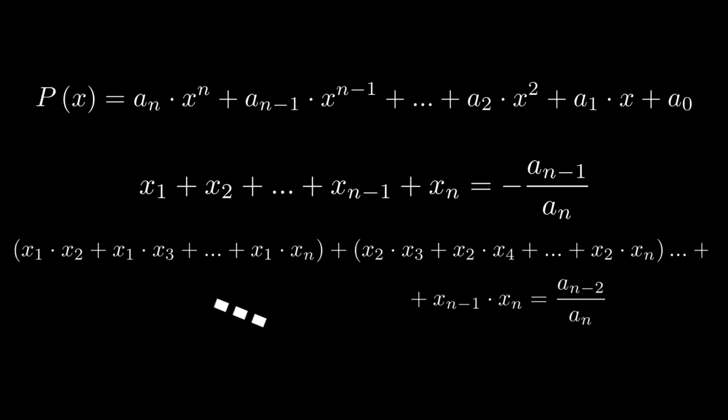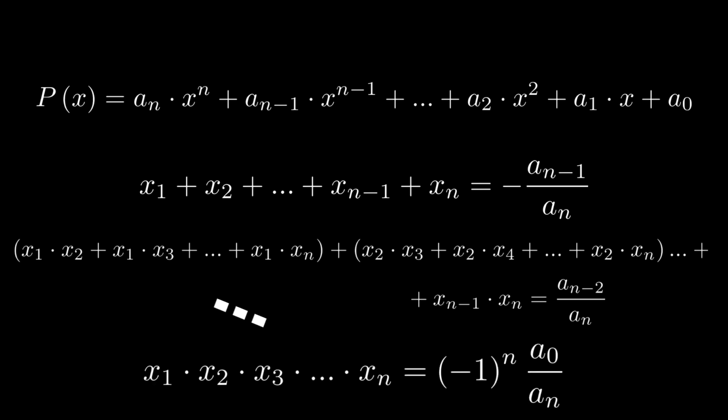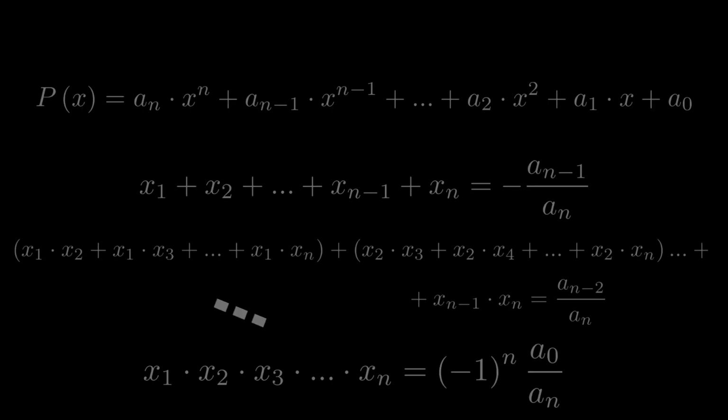If this pattern continues, the next will have the sum of every possible triplet, the following the sum of every possible quadruplet, and so forth. The last term will be the product of all n roots. This will equal negative 1 to the n times a naught over a sub n.